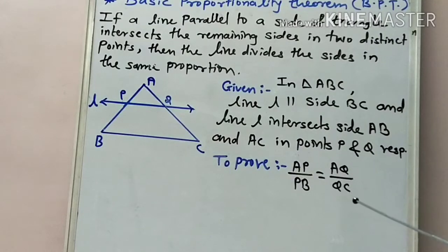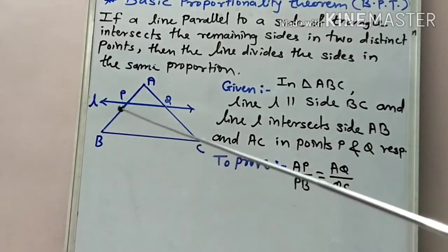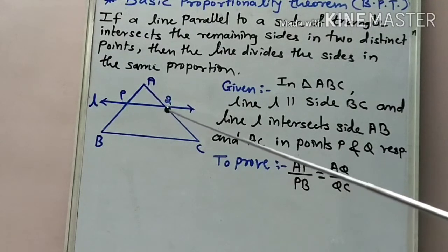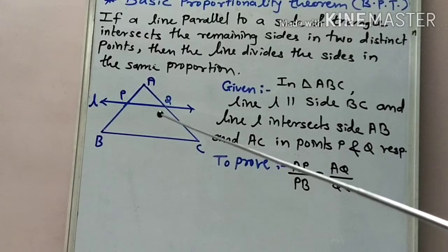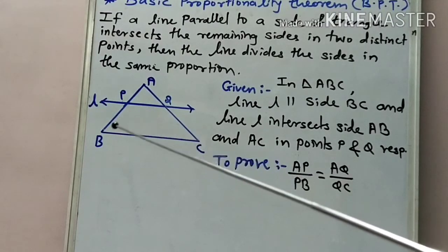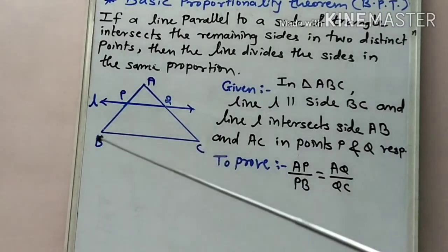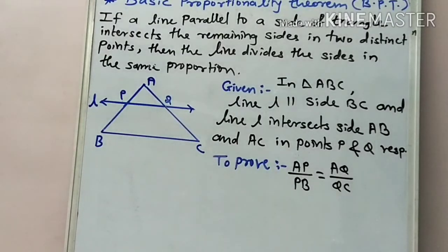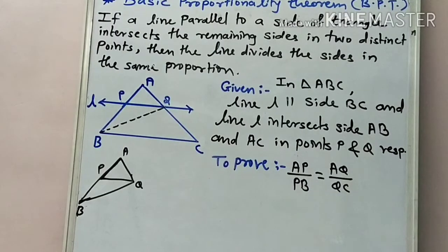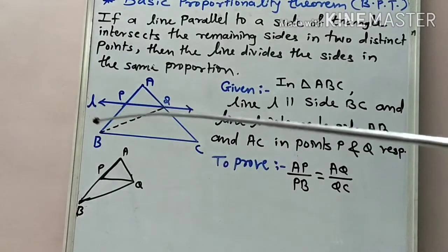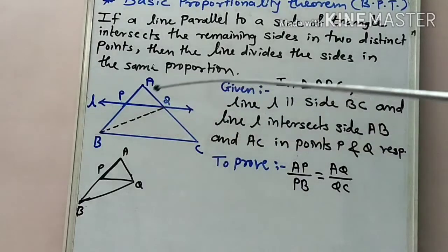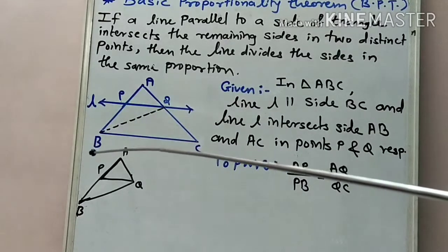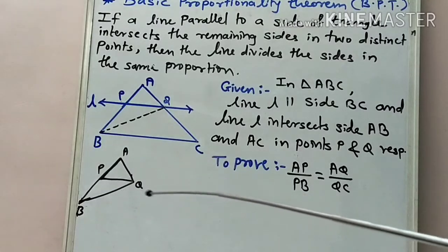AQ upon QC. For the left hand side, as we observe, we have triangle APQ. Then we form one triangle which has PB as a side. So for that, we do one construction. Okay, pay attention over here. We join points B and Q. So again we get one triangle, BPQ.